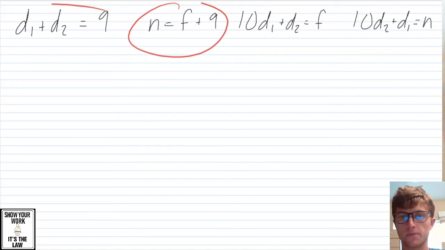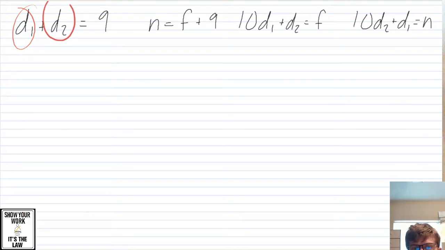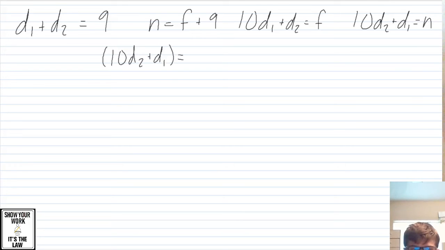We've got 4. Now, we want to be able to work with this a little bit. What are we looking for at the end of the day? We want to find the original number. We want to find n. We want to find f. So let's go ahead and just work with our d1 and d2, since that's the first sentence we wrote. And let's use this sentence to create some substitutions. We see that n equals this, so we'll do that substitution. 10d2. And we see that f equals this, so we'll make that substitution.